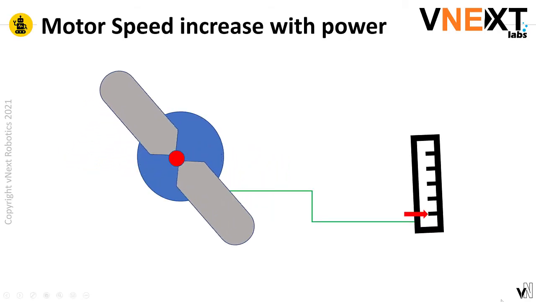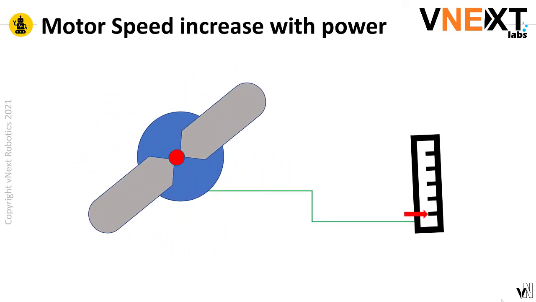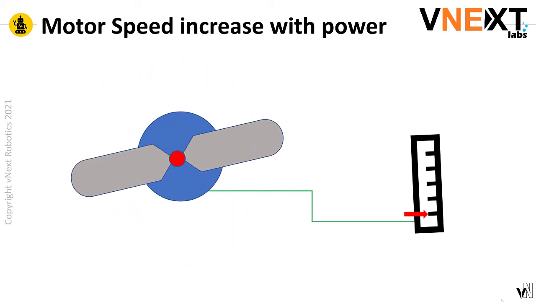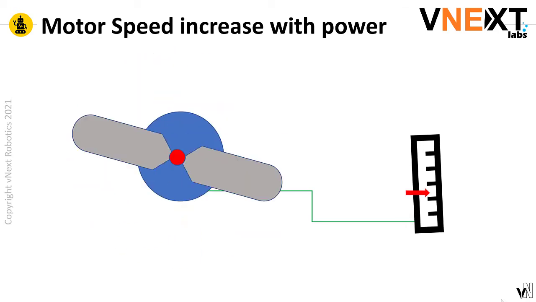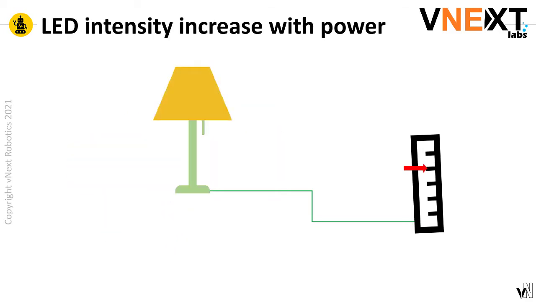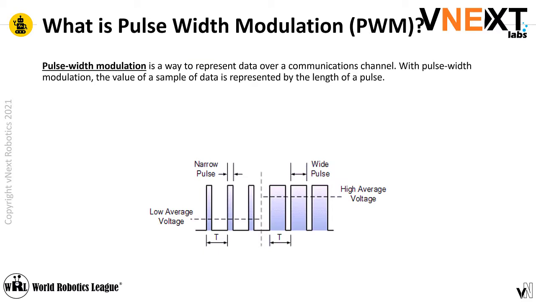For many electronic components, the performance depends on the amount of power. For example, for a motor, the higher the power, the higher the speed and torque. Similarly, for an LED, the higher the power, the brighter the LED. Pulse width modulation is a novel way to control the total power output when the signal is digital type.